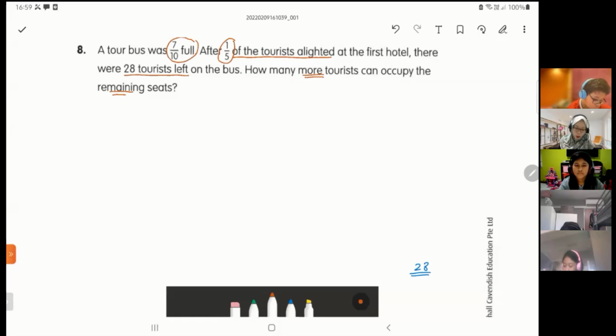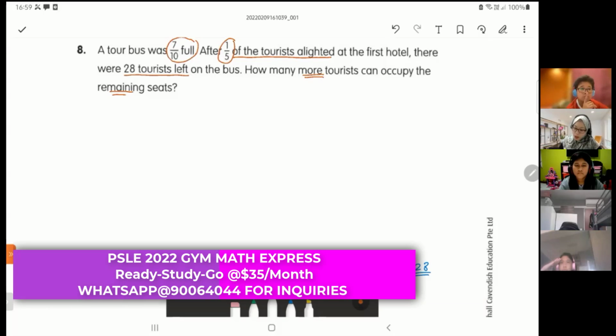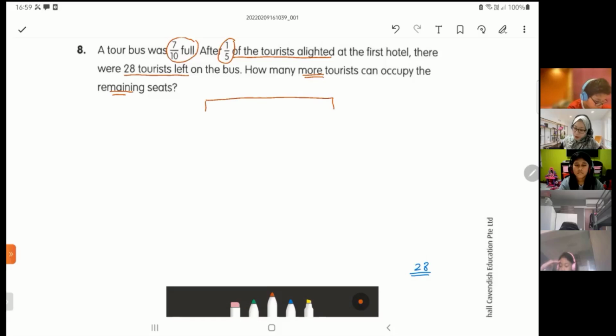Okay, now, if you don't understand what they're talking about, let's draw the model to see what this story is about. I know that the bus is 7/10 full, so I'm going to draw 10 parts, based on my first fraction given, 7/10. We draw it out and then cut it up into 10 parts based on the denominator.